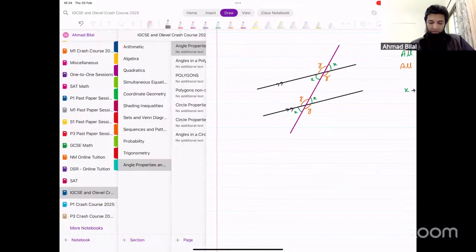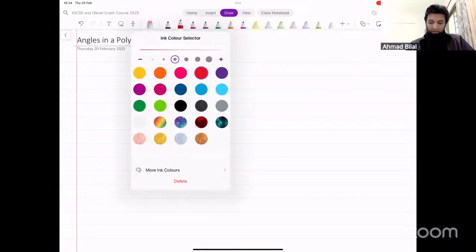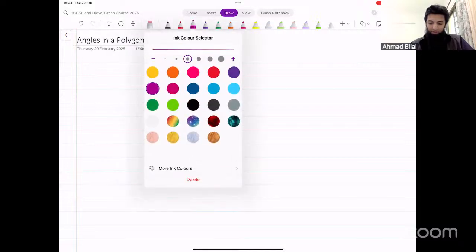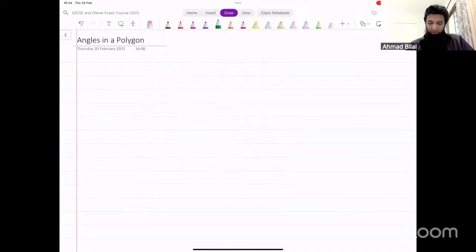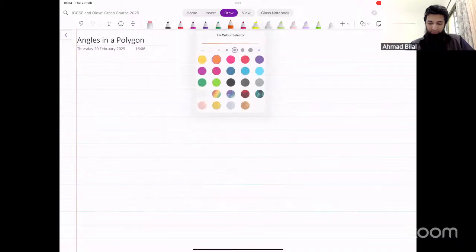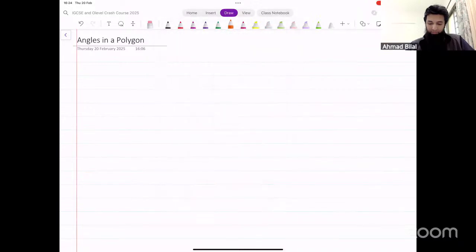Now, let's start with angles in a polygon. Let me adjust my pen sizes quickly and then we begin. Okay, so angles in a polygon.